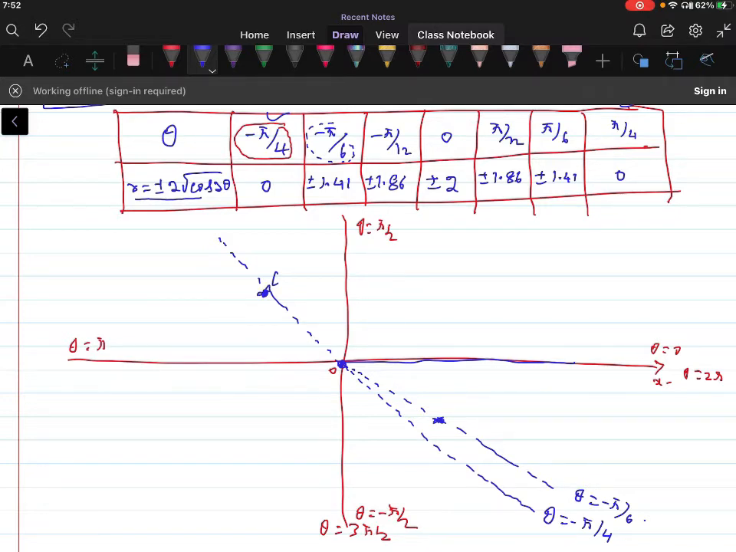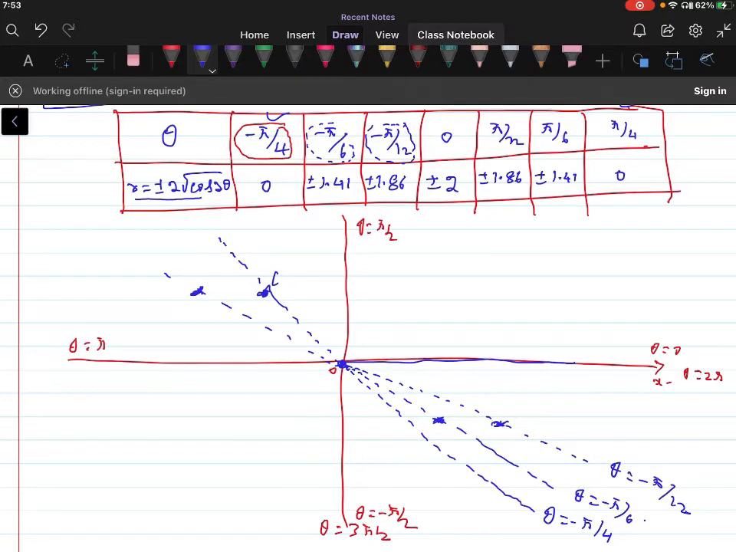So for theta is equal to minus pi by 12, draw the line that makes an angle theta is equal to minus pi by 12 in the clockwise direction, and plot the two values of r corresponding to minus pi by 12, plus 1.86 and minus 1.86. So plus 1.86, you can plot this point here. The representation of this point on the opposite side is minus 1.86, which can be plotted here.